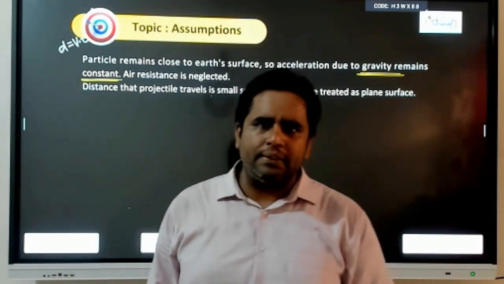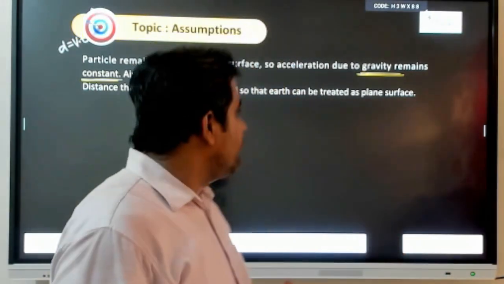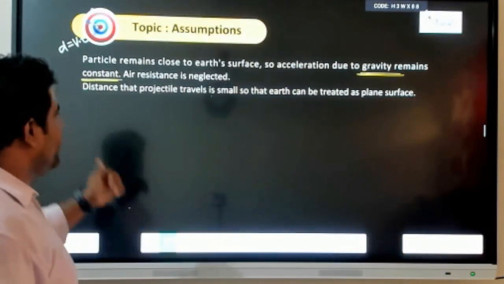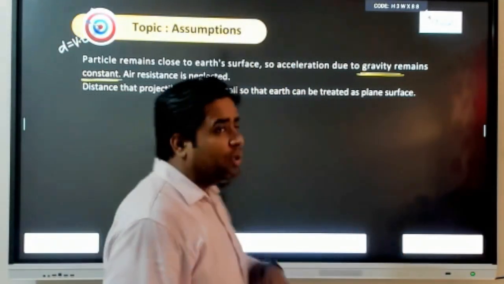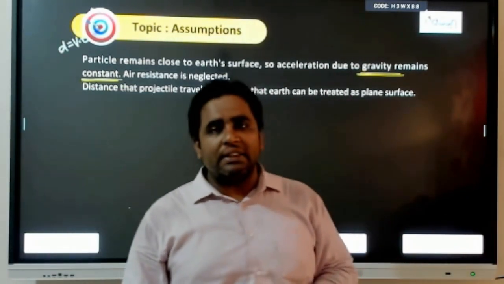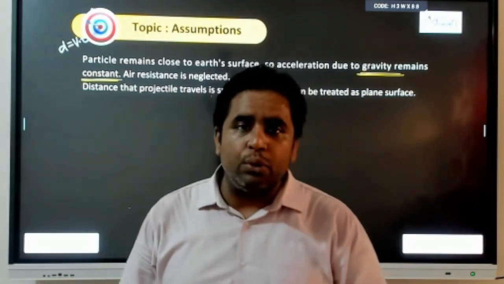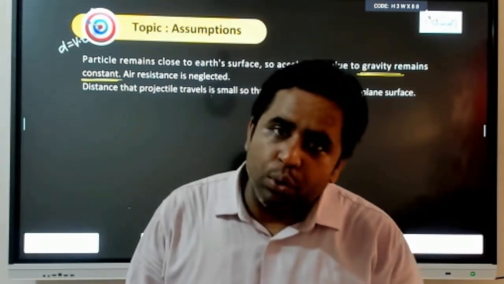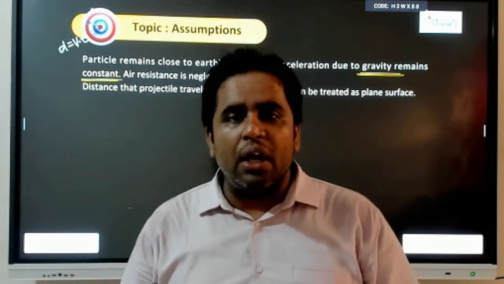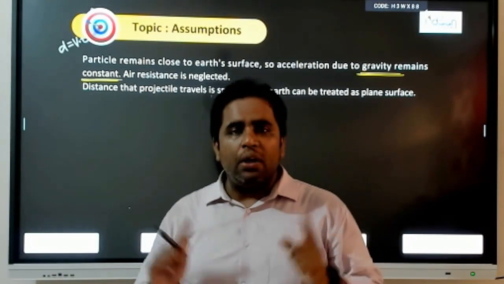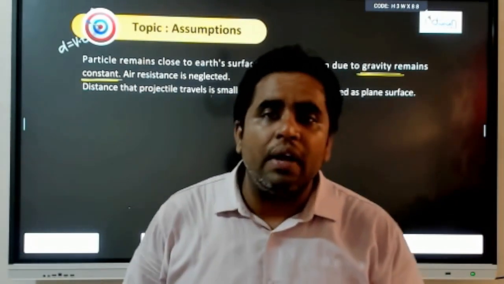Similarly, if I talk about depth, in the case of depth also the acceleration due to gravity varies. Acceleration due to gravity varies with altitude, with depth, with rotation. So we are going to assume that none of these conditions vary the value of g.